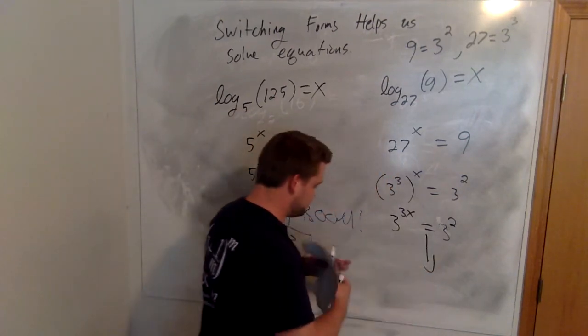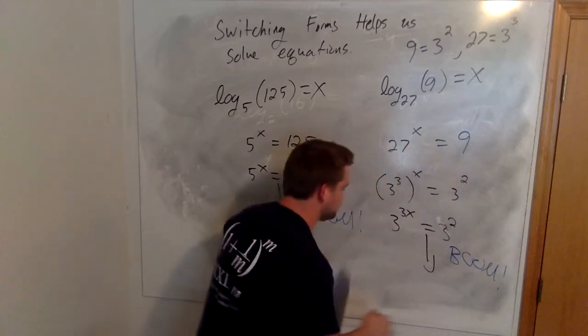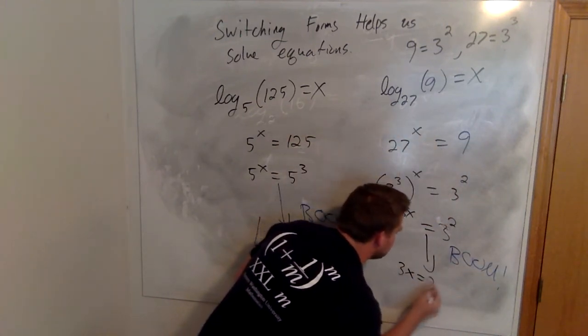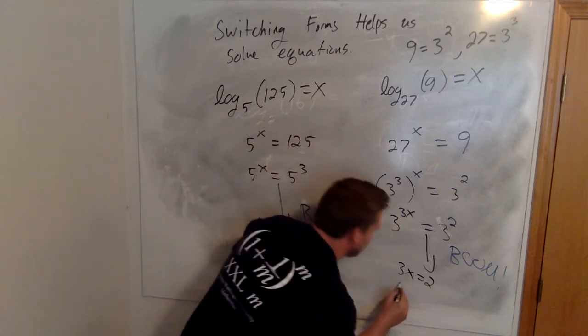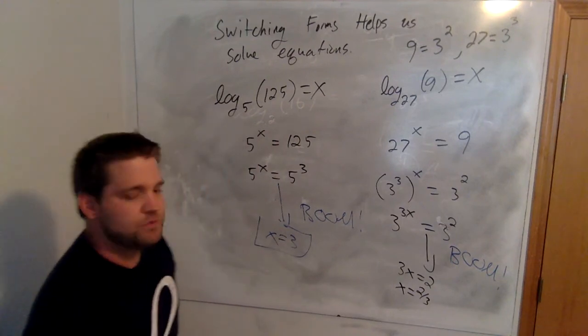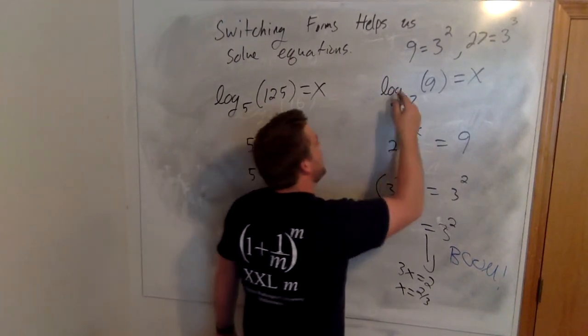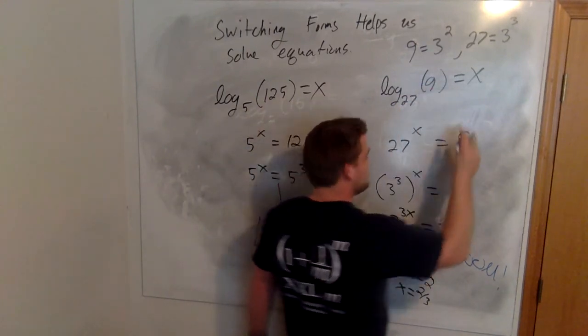Boom. Drop the base. We get that 3x is equal to 2. Divide both sides by 3. We get x would be equal to 2/3. That's the answer. We have log base 27 of 9 is 2/3.